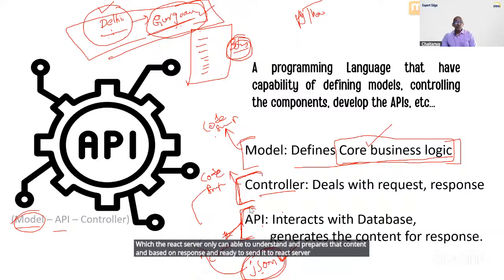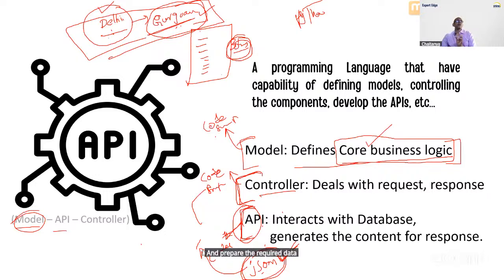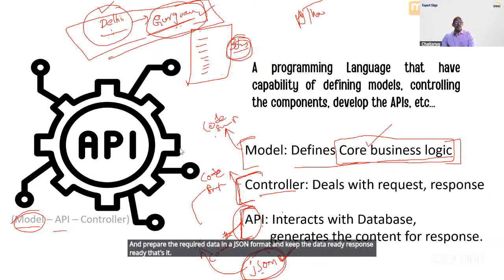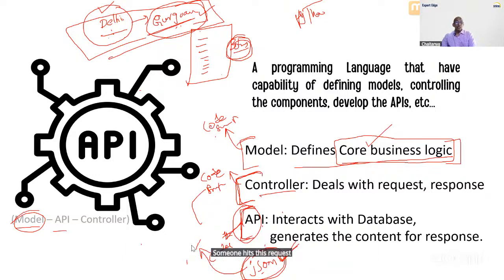API code only does that. API always does the same thing: connect to the database, fetch the required data, prepare the required data in JSON format, and keep the response ready. That's it. Whenever someone makes this request, the API code sends this response immediately.